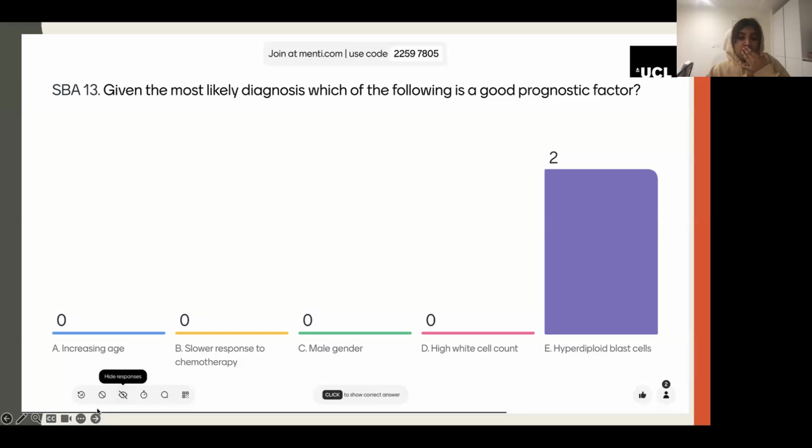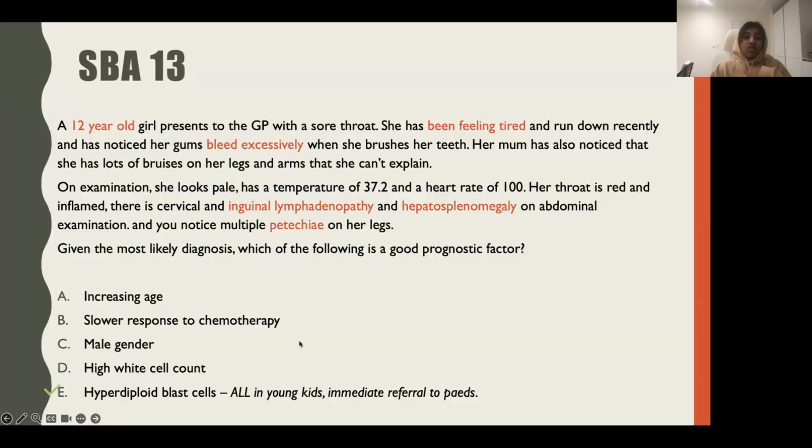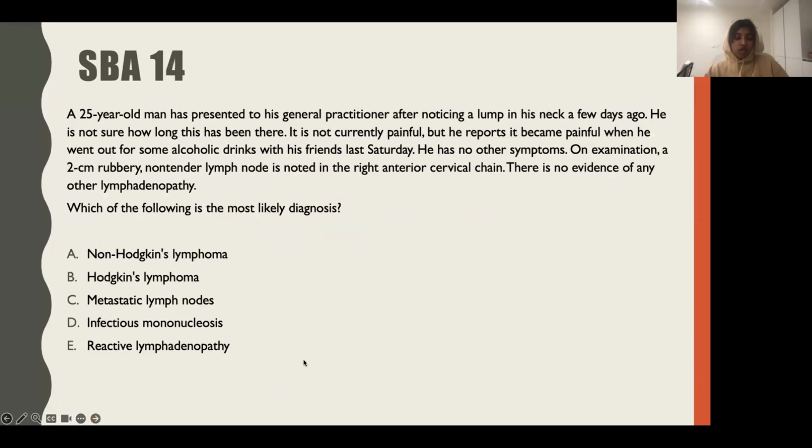People are saying hyperdiploid cells. Yeah. Exactly. So if you see, this is ALL. It's a young kid. She's got leukemia because she's got hepatosplenomegaly, bruising, and bleeding. Leukemia in a young kid is ALL, and in ALL, the good prognostic factor is hyperdiploid blast cells. So just remember that. Well done for people that remembered.